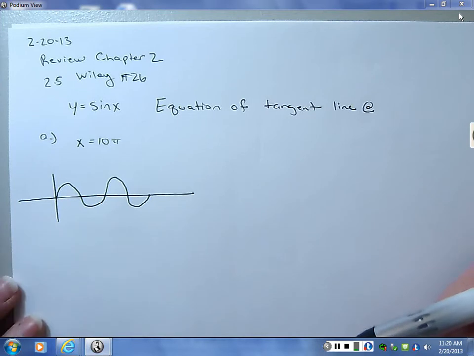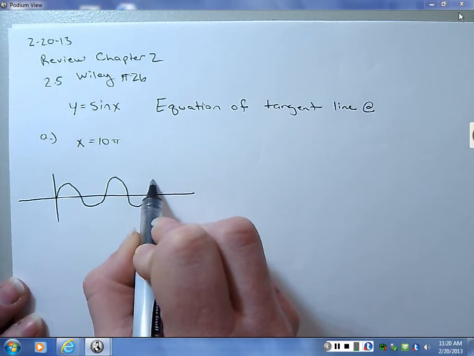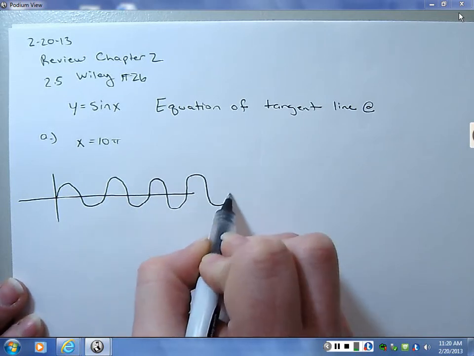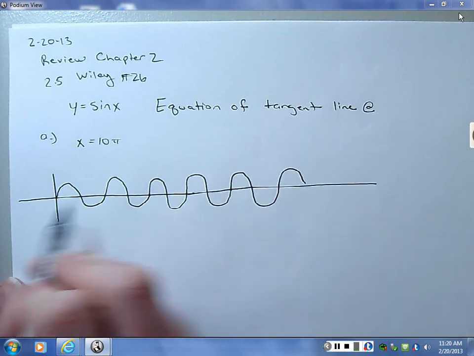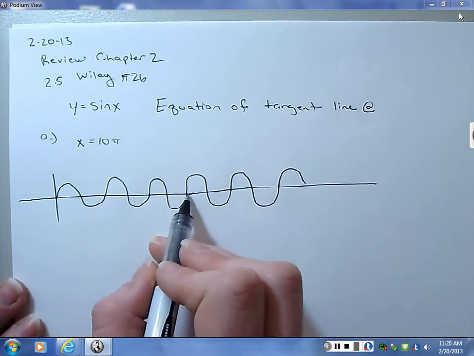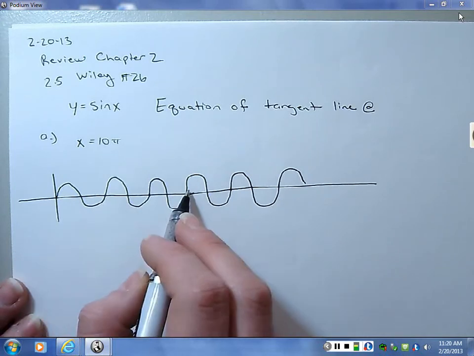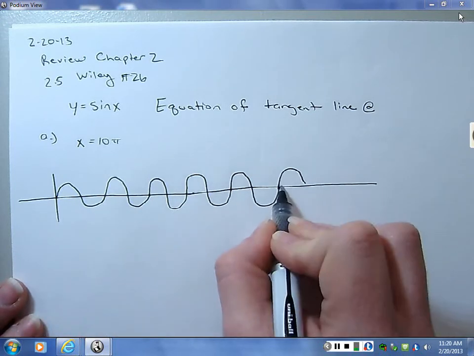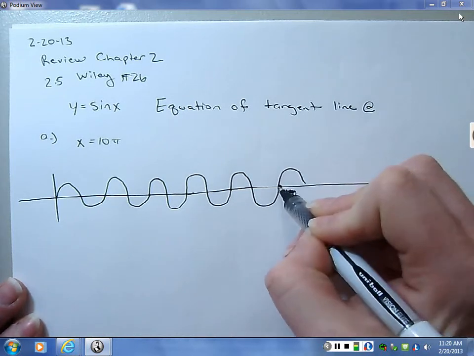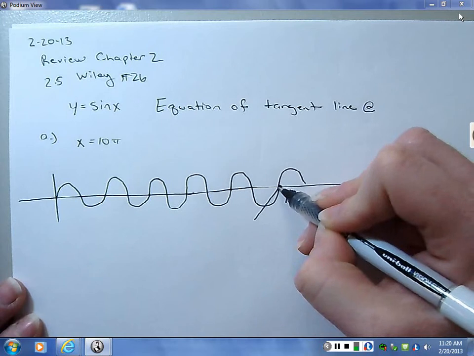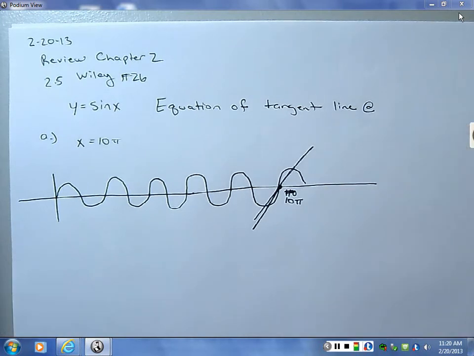right? So I could go in graph, so this would be 2 pi, this would be 4 pi, 6 pi, 8 pi, 10 pi, right? So 2, 4, 6, 8, 10. So this would be 10 pi. So I'm looking for the equation of the tangent line at this point. So what am I expecting my slope to be?